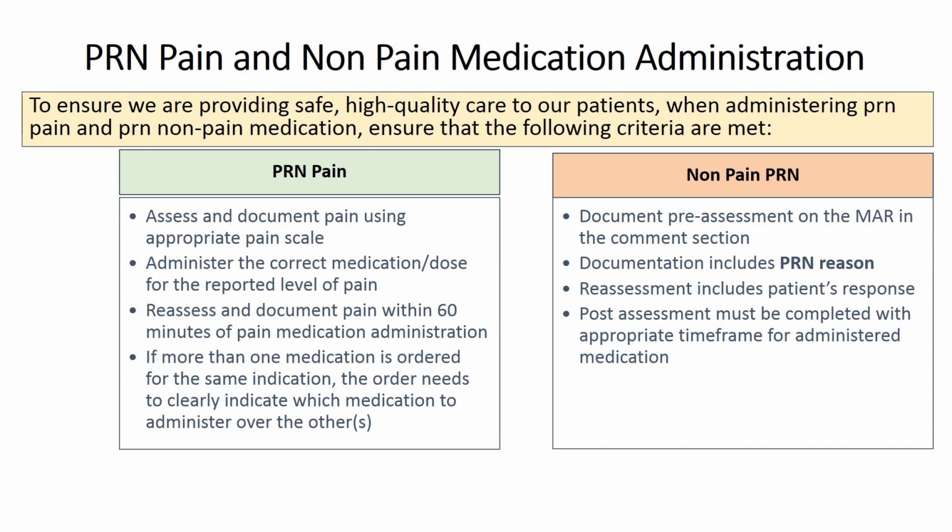So if more than one medication is ordered for the same indication, the order needs to clearly indicate which medication to administer over the others. So you can't document 2 medications given at the same time. So for example, Tylenol and oxycodone, unless the order actually says give in combination with Tylenol under the oxycodone, or under the Tylenol give with oxycodone, there has to be an order that says that. Otherwise, you're giving 2 pain medications at the same time, and you only have 1 pain score. Hopefully that makes sense. So making sure your order says that.